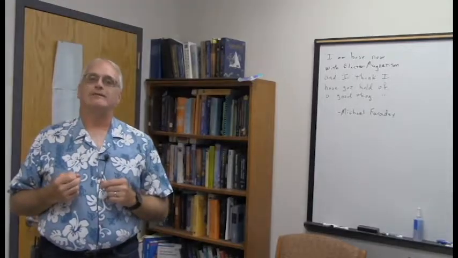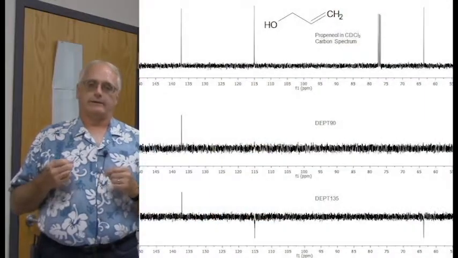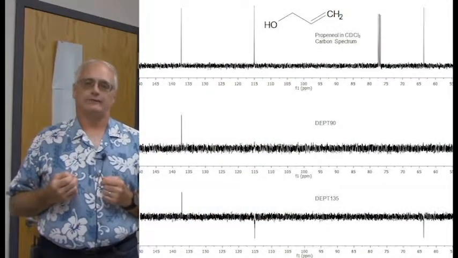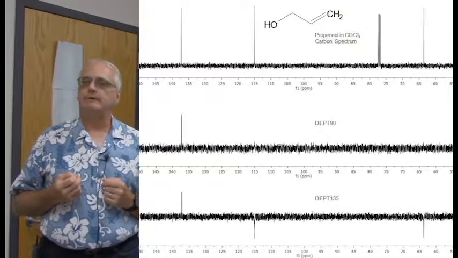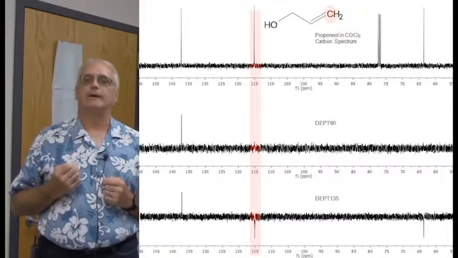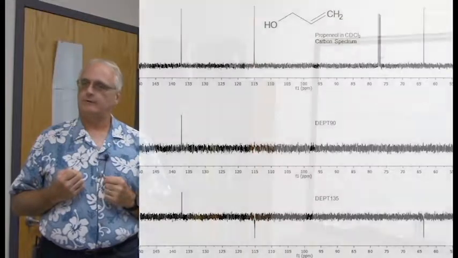Now to really dig into this pattern, you take a look at the DEPT spectra, and they beautifully show just the 3 carbons, and they identify here at right around 115 ppm the CH2 group of the terminal alkene. So there's our friend, the methylene group that we are interested in looking at carefully.